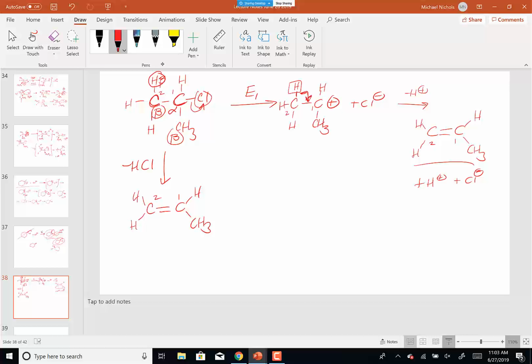So the hydrogen that we're going to lose after we form the carbocation is a beta hydrogen. What's a beta hydrogen? A beta hydrogen is a hydrogen attached to a beta carbon. And the double bond that I form is going to be between the alpha carbon and a beta carbon. So if I go back and put my alpha and beta terms back in here, I form a double bond between the alpha and the beta carbons.